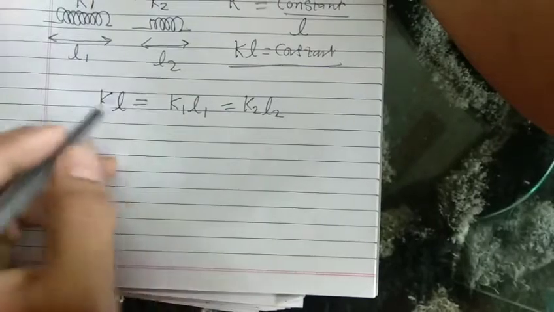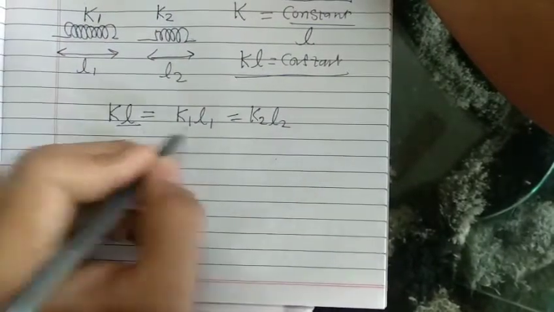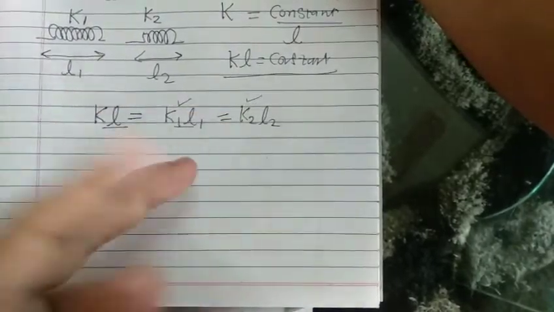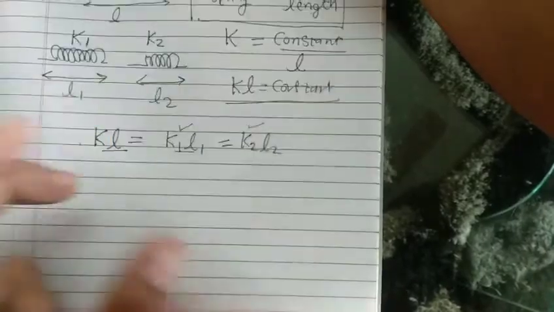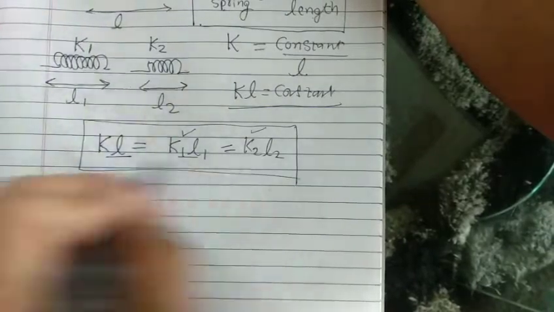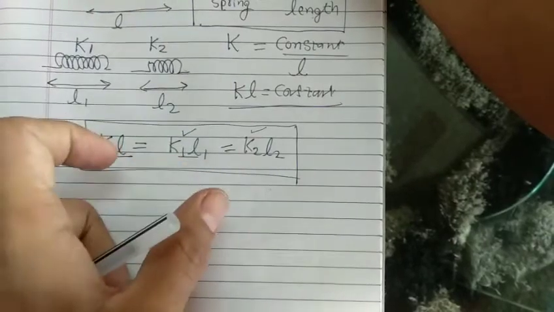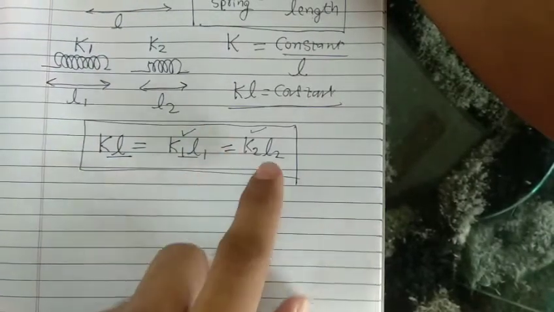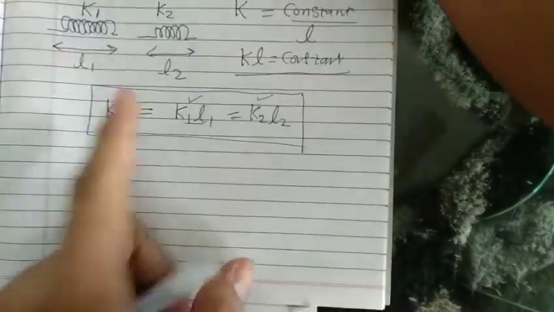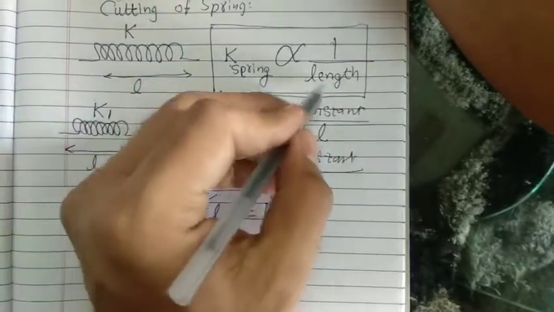Now, sometimes when you do numericals on this topic, you have to take the first 2 terms equal, sometimes the second and third terms equal, sometimes the first and third terms equal, like that. By using this formula, you can see there are a total of 6 quantities, and out of these 6 quantities, you have to find any one. So this is the formula for cutting of a spring. If a spring is cut, remember, length decreases, K increases. K is inversely proportional to length.